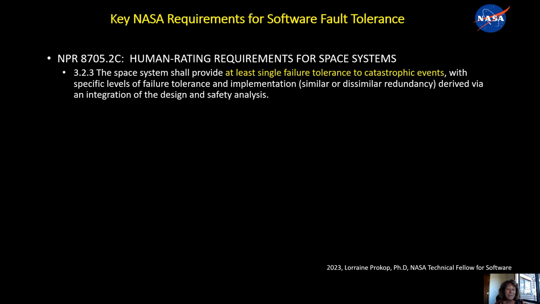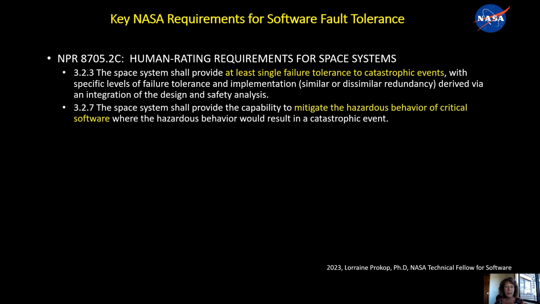Before we get into the statistics, let's quickly go through, as a reminder, the existing NASA requirements for software fault tolerance. These are all from the human rating requirements for space systems. There's the requirement that systems have to have single failure tolerance to catastrophic events. So this would imply more than one copy of software most of the time.